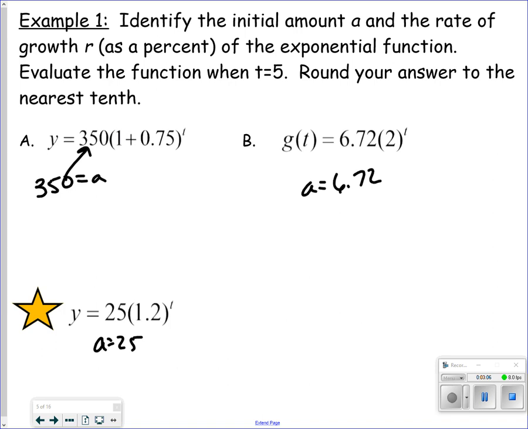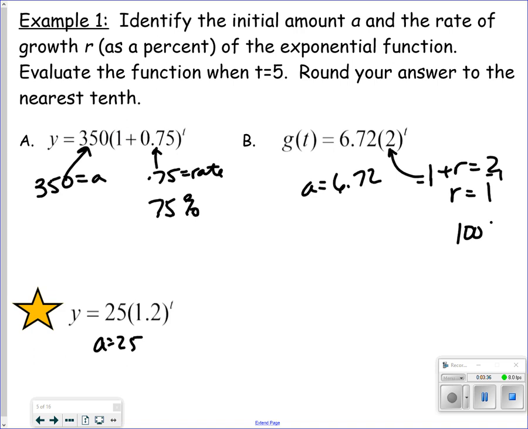Now, the harder part. What is the rate? Notice 1 plus 0.75. So 0.75 is the rate. As a percent, that's 75%. The next one. So what I always tell everybody, if I know the rate is above 1, this is 1 plus R. So what would the rate actually be? Well, I'd subtract 1, and the rate would be 1, or 100%. And so the last one, 1 plus R is 1.2. So if I subtract 1, I get 0.2, which is 20%. So I did each one of those.